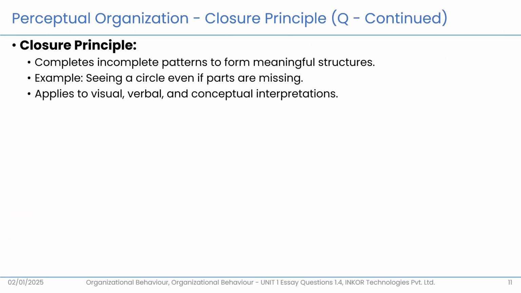The closure principle explains how people mentally complete incomplete patterns. For instance, recognizing letters or shapes even if parts are missing demonstrates our ability to organize incomplete data. This is useful in making quick decisions, especially when information is incomplete, such as filling gaps in a report or process.